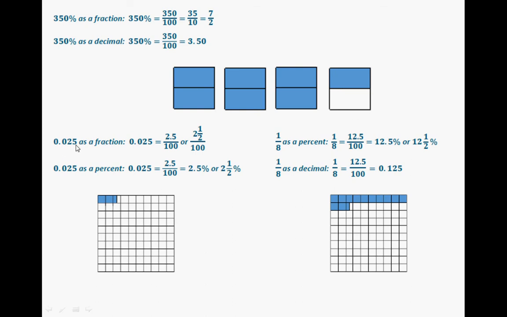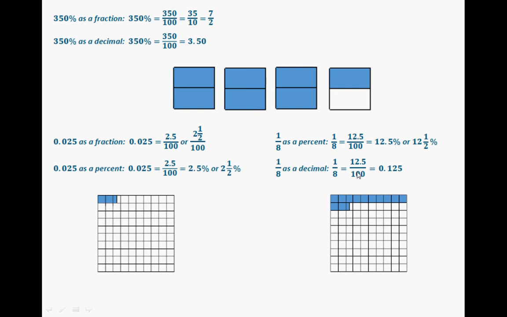Another one, 25 thousandths as a fraction. If we wanted to write this as 100, it would be 2.5 over 100. And 0.025 or 25 thousandths as a percent, being that this would be out of 100, it would be 2.5 of one of the squares. So it'd be 2.5%. 1/8 as a percent, again moving from 8 to 1,000, then changing it back to 100 would be 12.5. So that would be 12.5%.